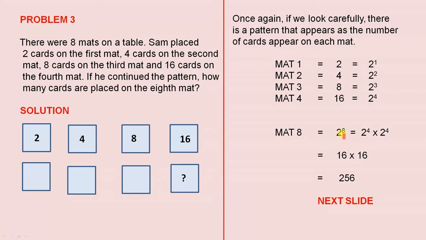Now 2 to the power of 8, you can break that up as 2 to the power of 4 times 2 to the power of 4. 2 to the power of 4 is 16, so it's 16 by 16, and your calculator will help you. That is 256. So again, using a pattern, we have found the answer.